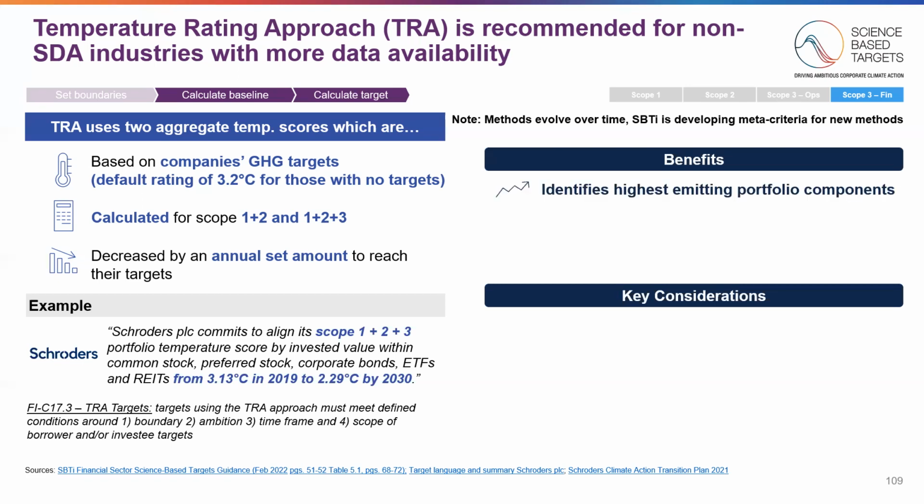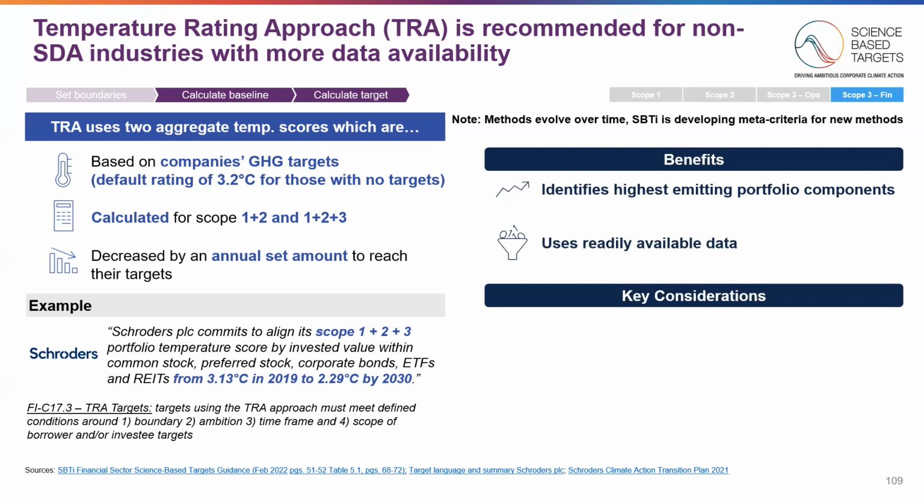The TRA allows financial institutions to identify the highest emitting portfolio components by sector and geography, since there's a weighting methodology that's embedded within. Additionally, it relies on publicly available commitment data for companies, which can make the data burden significantly lighter for financial institutions. Furthermore, SBTI has an open source tool that allows financial institutions to input the existing public target data for their portfolio companies so that financial institutions can understand what the temperature rating is.